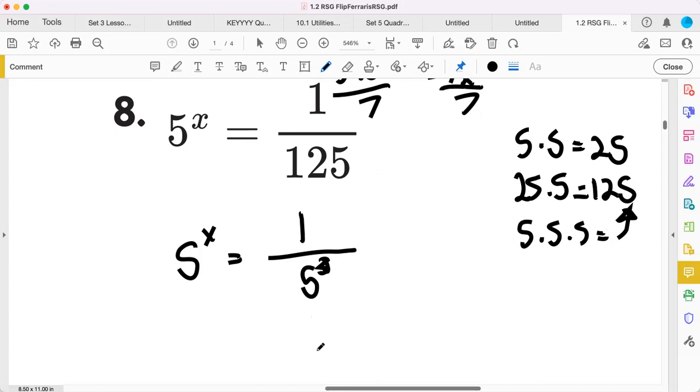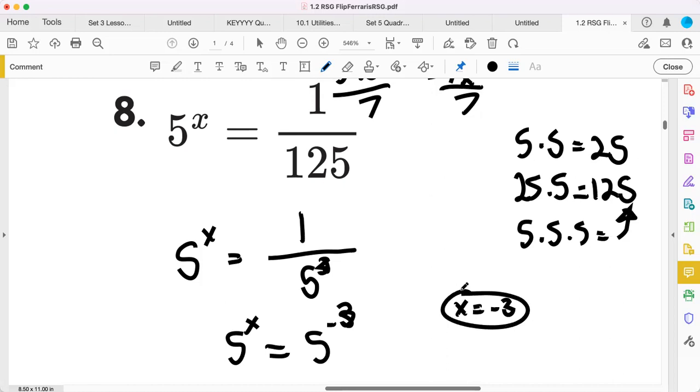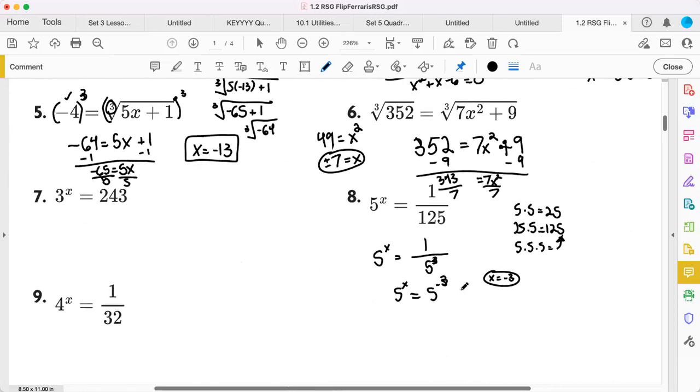So recall that if you have a term in your denominator, you can pop it back out and make it a negative exponent. And that is totally fair game. So here, notice how our bases are both 5. Our exponents are pretty much saying x equals -3. So that's that.